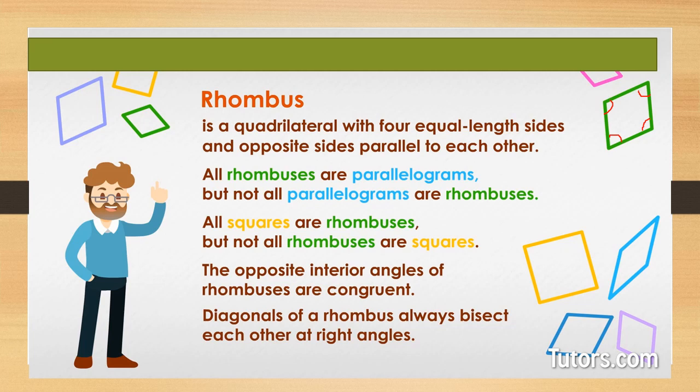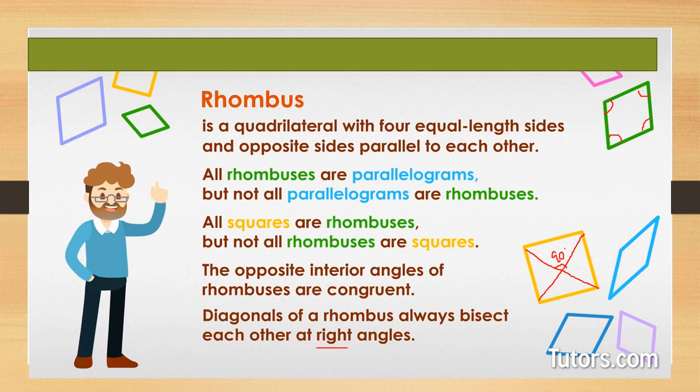Diagonals of a rhombus always bisect each other at right angles. This is one diagonal, this is another diagonal. So diagonals of a rhombus always bisect each other at 90 degrees. This is 90 degrees. Yes. So diagonals of a rhombus always bisect each other at right angles.